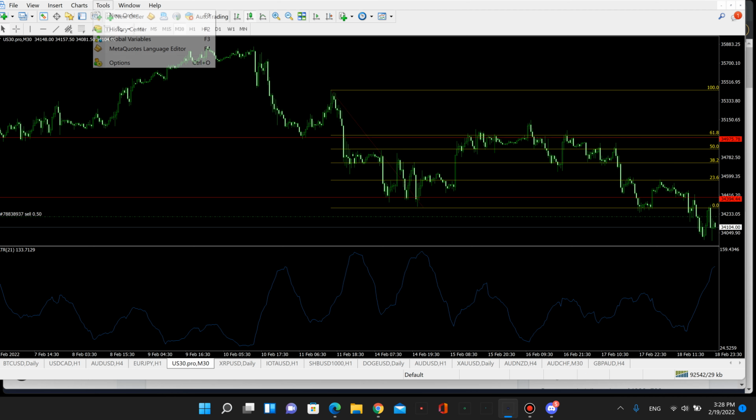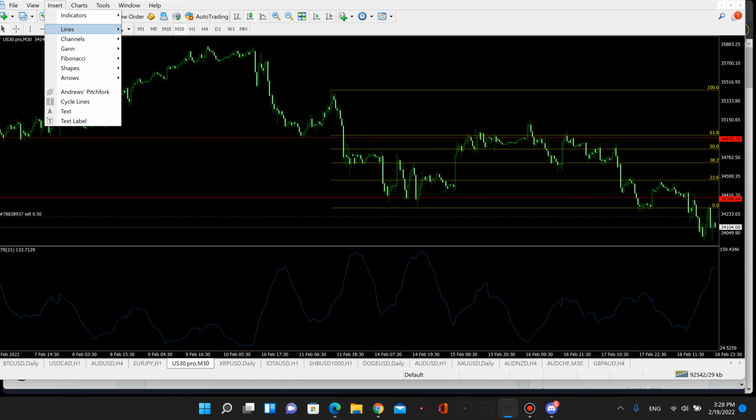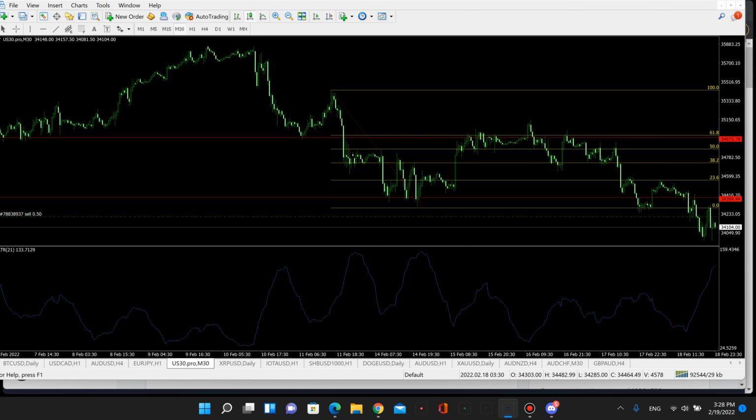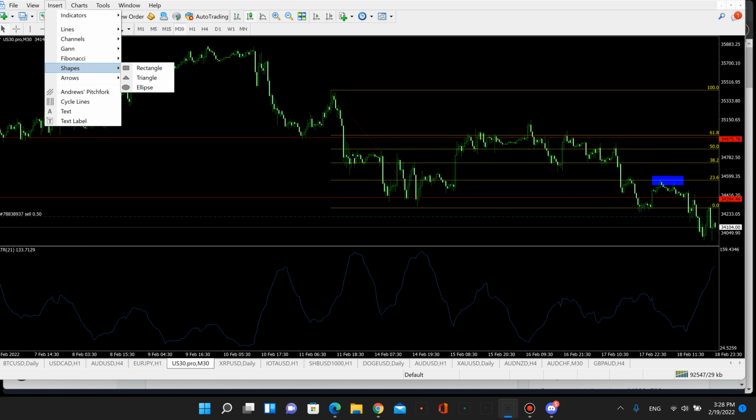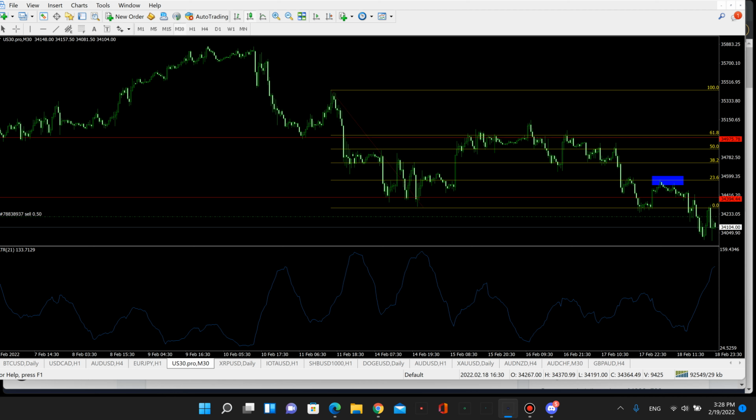So I'm going to go to tools, insert shapes, rectangle. And I'm just going to highlight that area where I see that there's a pivot. And then there's a pivot low right here. So once again, I'm going to insert shapes, rectangle. So now we have a pivot high and pivot low.